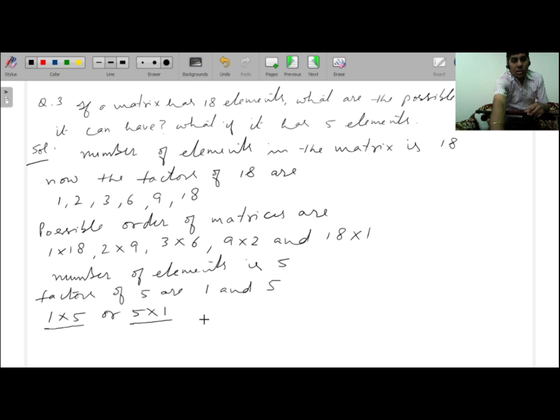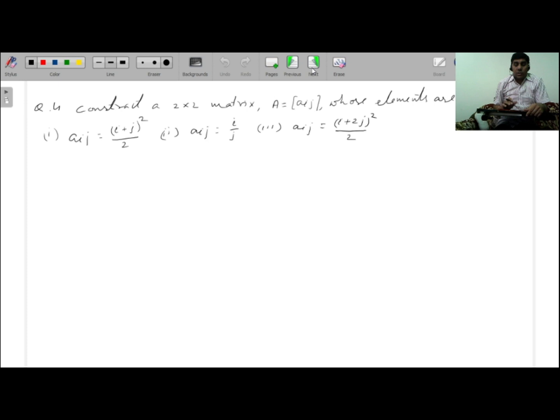So, the next question, fourth. Construct a 2 by 2 matrix A equal to [aij], whose elements are given by aij equal to (i plus j) whole square divided by 2.